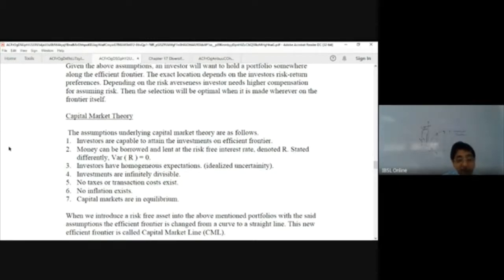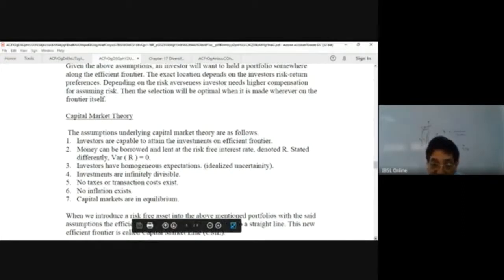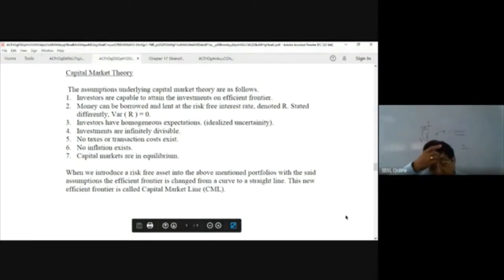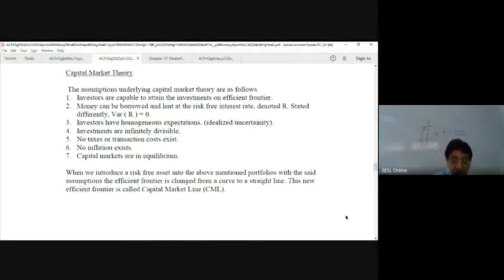When we introduce a risk-free asset into the above mentioned portfolios with the said assumptions, the efficient frontier is changed from a curve to, now, this thing we did last time also. And there what we did was we added a government security into the portfolio. The government security in the sense now that is a risk-free asset. So with the inclusion of that risk-free asset into the portfolio, the efficient frontier has become a straight line. That's what happened, and we discussed about it last time.